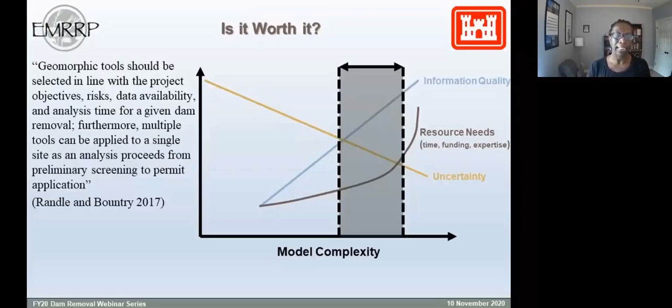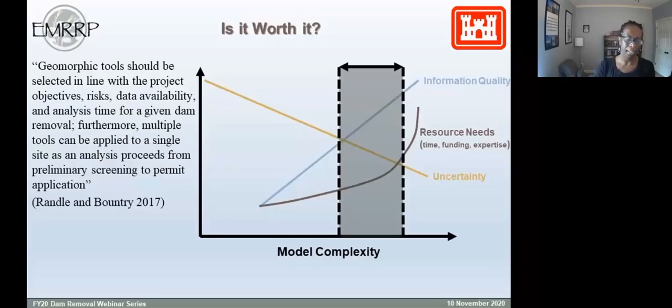And this is once again a slide that I got from Kyle, in which it says, is it worth it? And it talks about the concept of model complexity relative to uncertainty in your model. The more complex, potentially the less uncertainty you have, and the greater the information quality, but also it means that the resources needed, time, funding, and expertise, definitely expertise, begin to increase. And so you have to ask yourself, what is worth it? What is that sweet spot for your project?